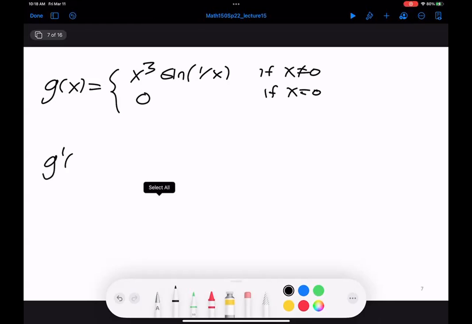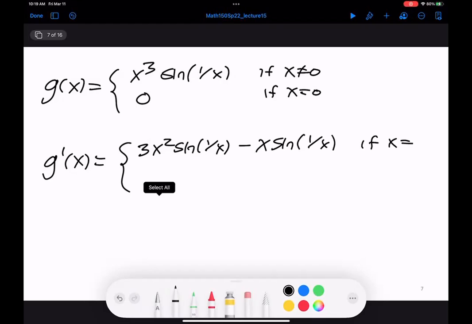If you want to take the derivative of g prime of x, the only point where it's hard to take the derivative is when x equals 0. If I take the derivative away from 0, what rule do I use? Product. So I would get 3x squared sine 1 over x minus x to the minus 2 times... derivative of 1 over x becomes negative x to the minus 2. So it would be minus x sine 1 over x if x is not 0. And if you actually do the calculation with the limit, you get 0 if x equals 0.